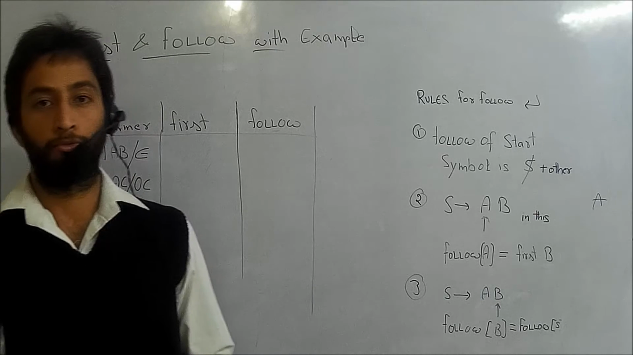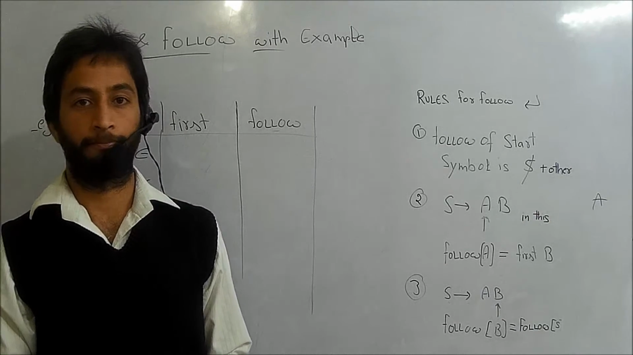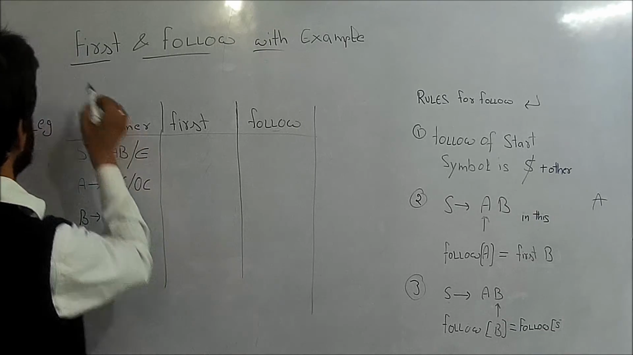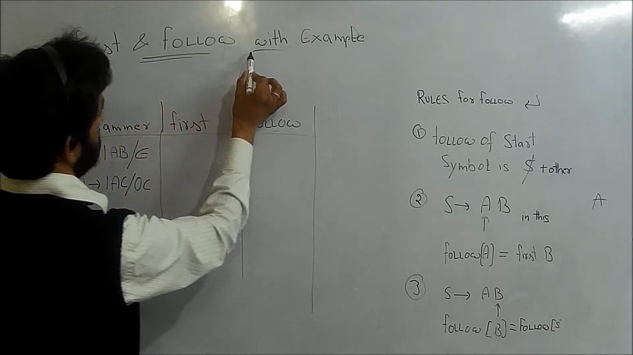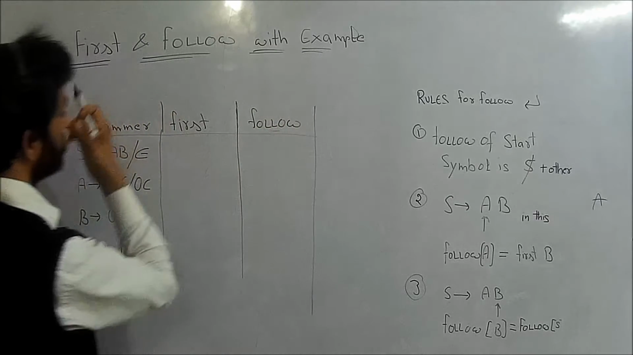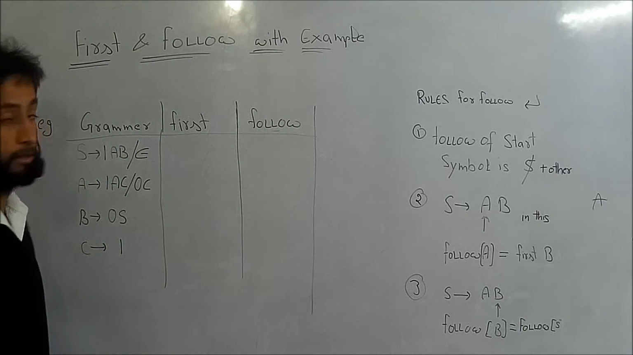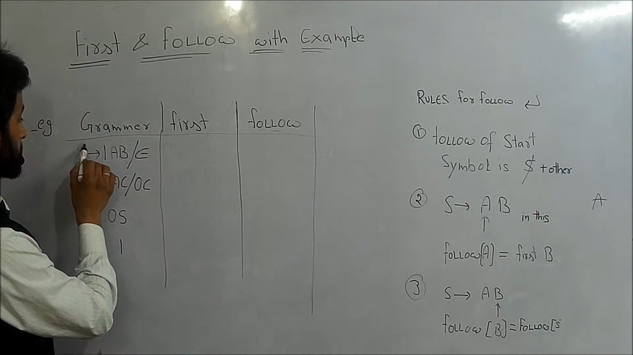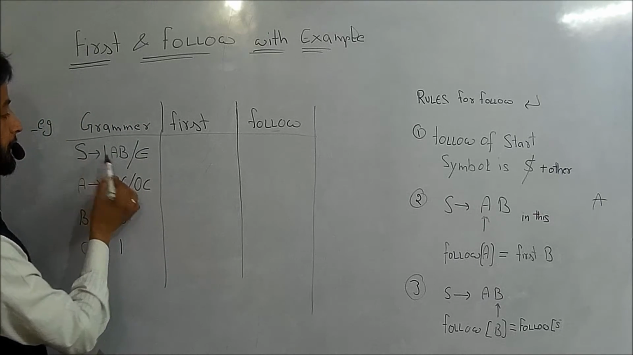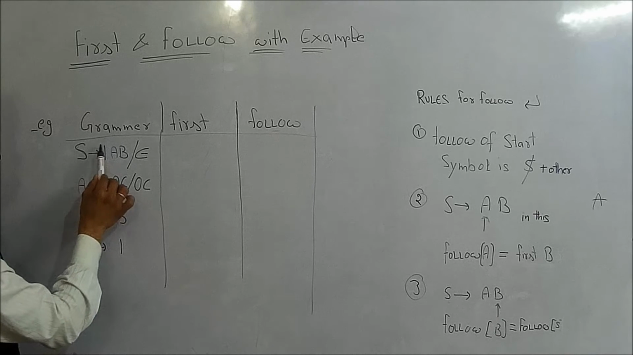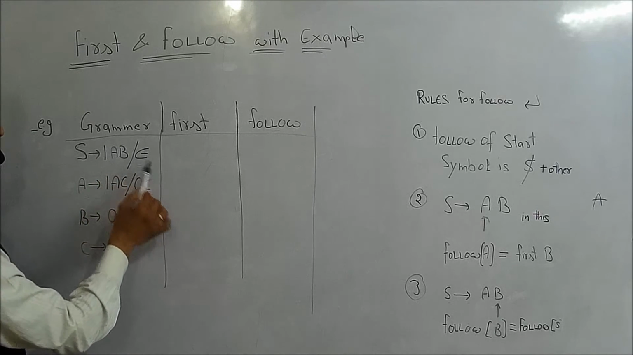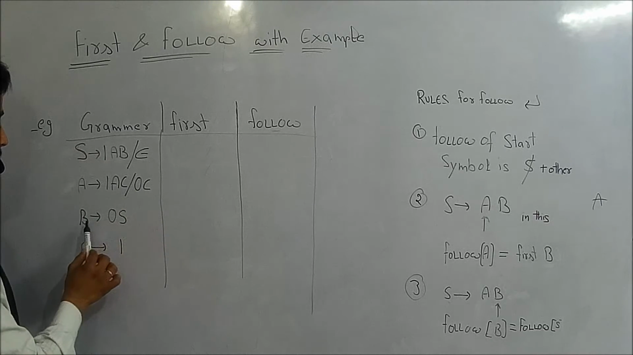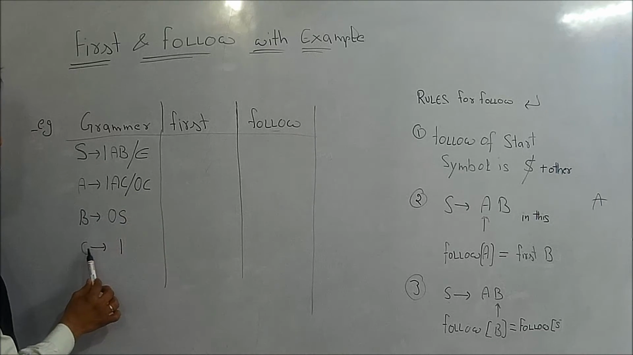Let us understand a few more examples on first and follow. First and follows with a few more examples. So here I have given a grammar in which S derives 1AB and epsilon (ε), A derives 1AC and 0C, B derives 0S, and C derives 1.